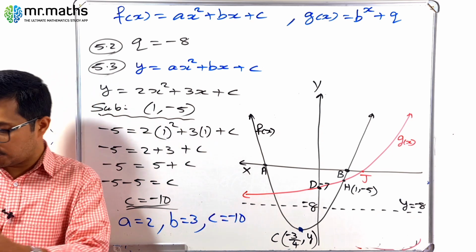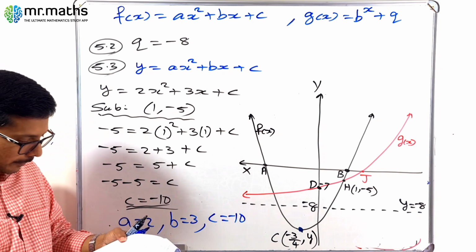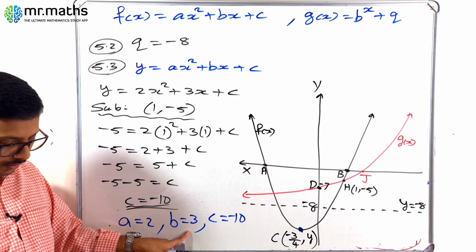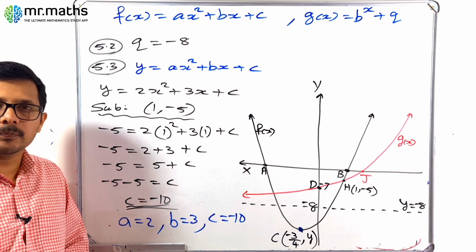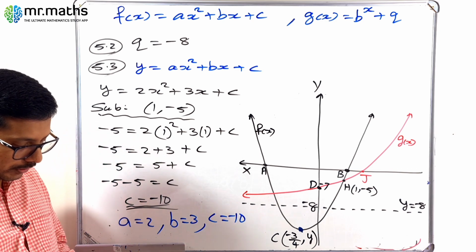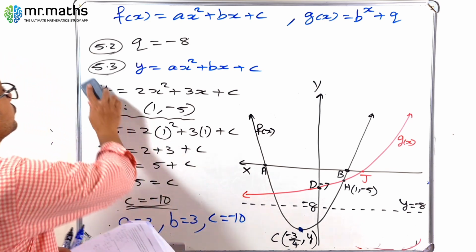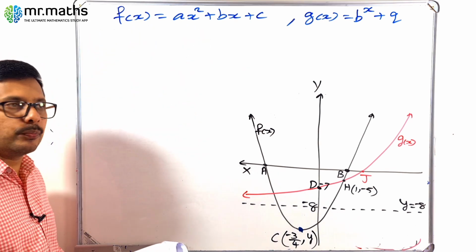Is it what we want to prove? 5.3. A is 2, it's fine. B is 3, it's fine. C is minus 10, it's fine. So that is question number 5.3. Now question number 5.4.